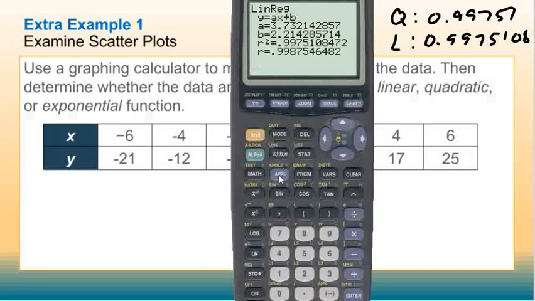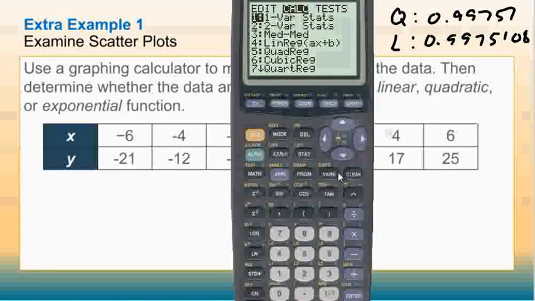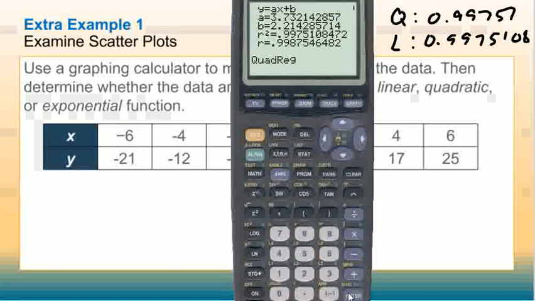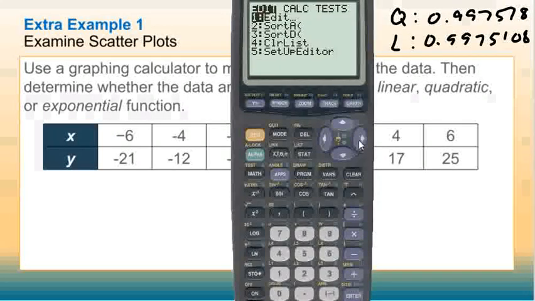Let's see. I want to do that quadratic one again just to see if that's the same. They give the same numbers. So quadratic is 0.997518. So right now the quadratic is better. Now let's try exponential. See if the exponential one works on this one.